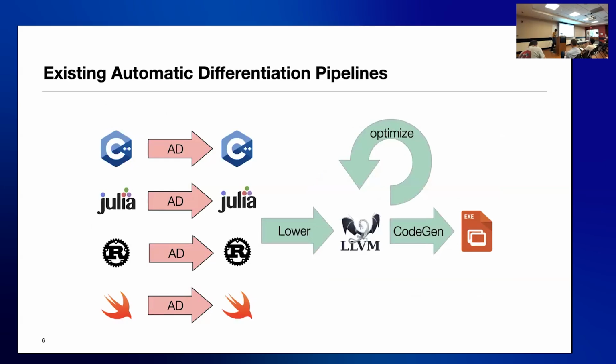If you compare existing automatic differentiation pipelines, they usually take in code written in a specific language. It can be C++, Rust, or Julia. You generate the derivative code in the same language, and what this AD tool will do is handle all of the language-specific idiosyncrasies before lowering it to a general IR like LLVM and giving you the executables that you want.